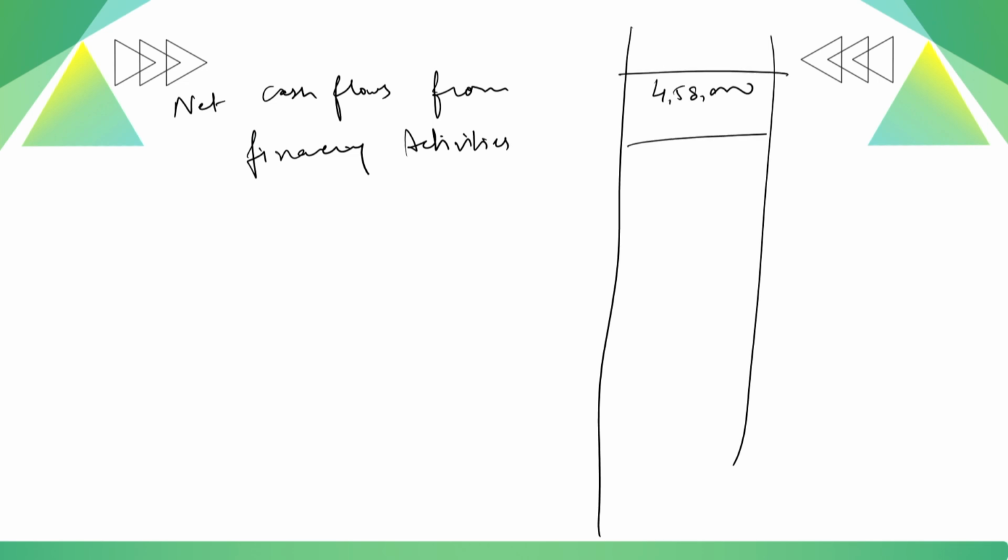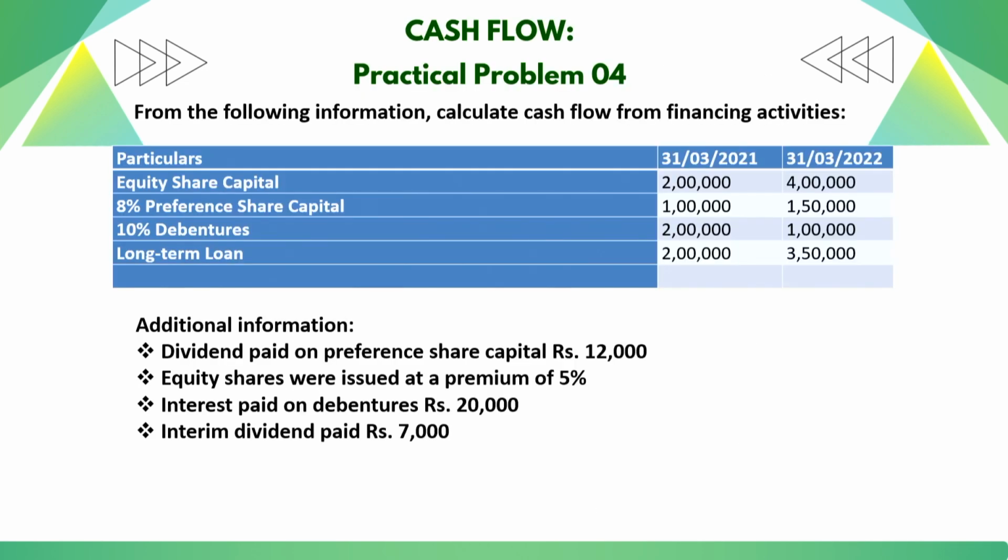Quite easy to compute. Moving to practical problem number 4, again we have to calculate the cash flows from the financing activities of a company from the given information, right? We are also having additional information to treat in the statement. So, we prepare cash flows from financing activities.